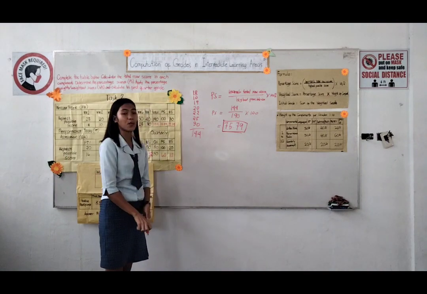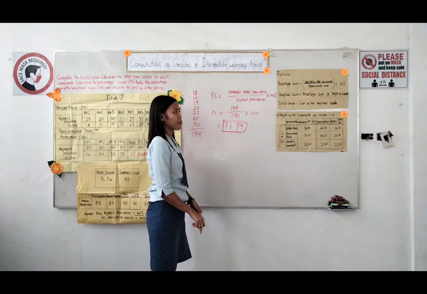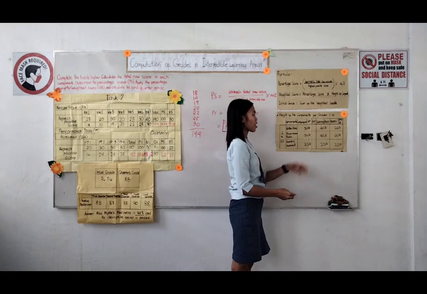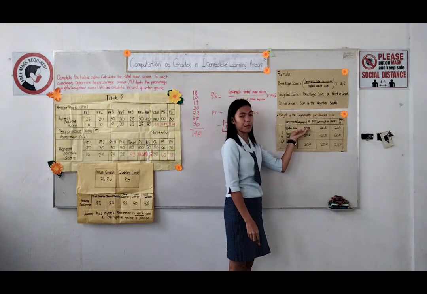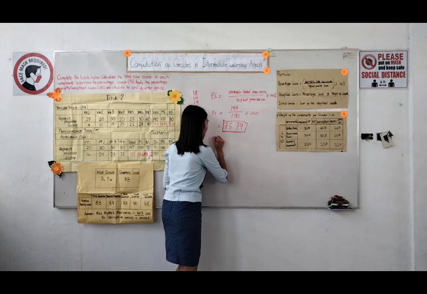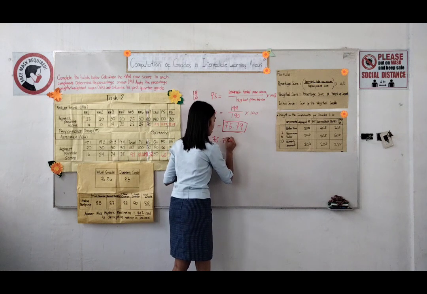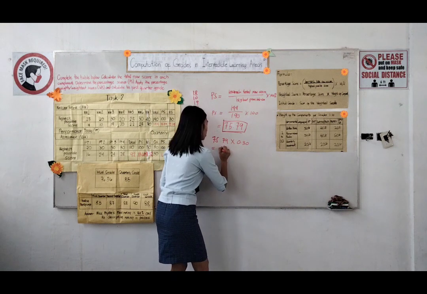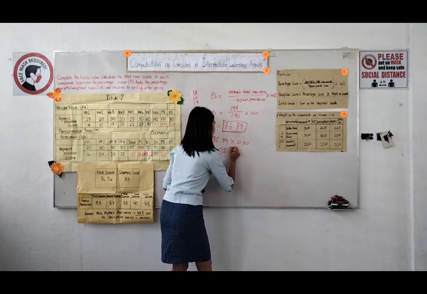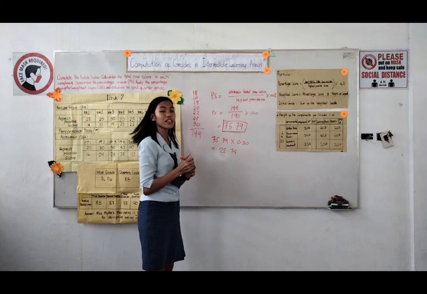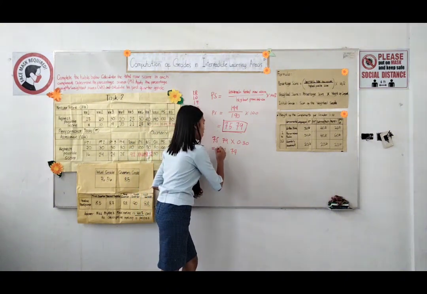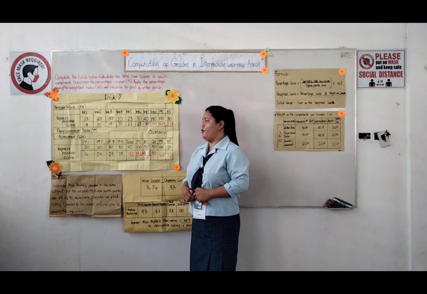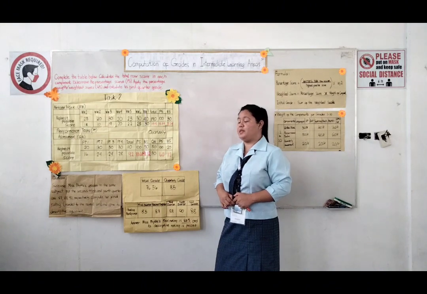In order to get the weighted score, we need to multiply the percentage score times the weight of component. The weight of component of Araling Panlipunan in written work is 30%. So 75.79 times 0.30 is equal to 22.74. So the weighted score is 22.74.